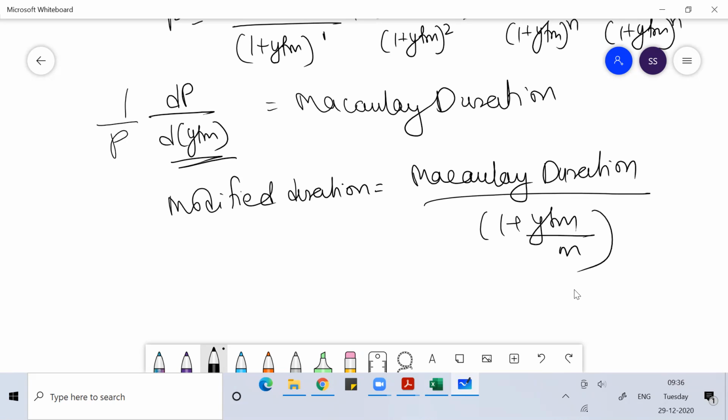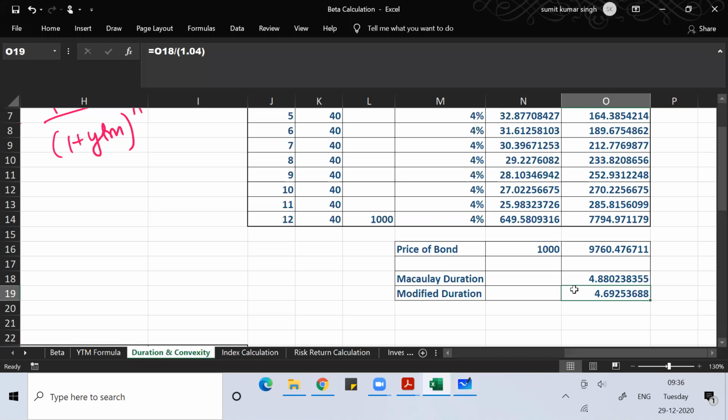So m basically is the adjustment factor. If you are getting a coupon semi-annually, or half yearly, m would be 2. If you are getting a coupon quarterly, m would be 4. If you are getting a coupon monthly, then m would be 12. So in that way, you get the modified duration. So that is how we need to work. Understand this part.